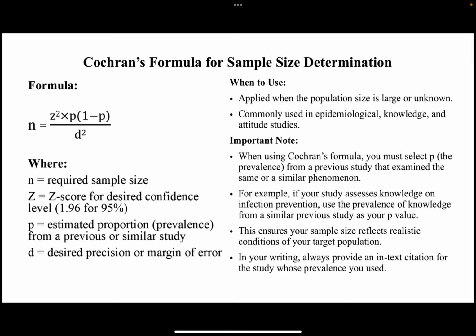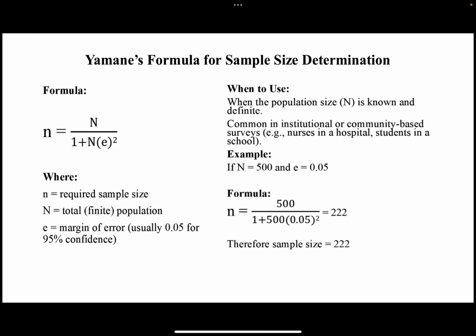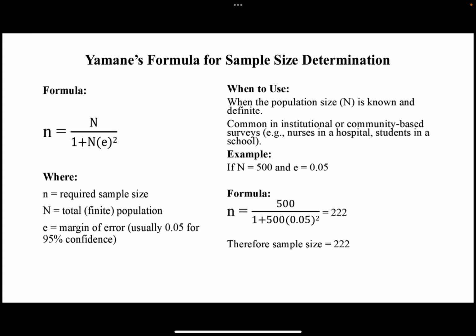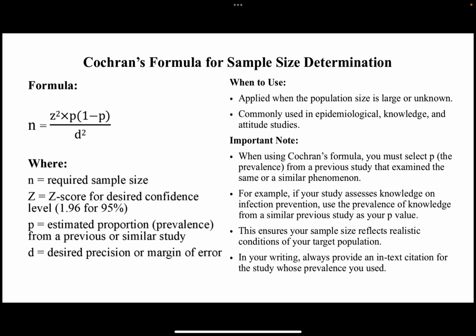Now, these two formulas are used when you are writing a quantitative study. So for all those who will be writing a quantitative study, you need these two formulas: Yamane's formula and Cochran's formula. Pay attention. In this video, I will explain clearly how to use these two formulas.